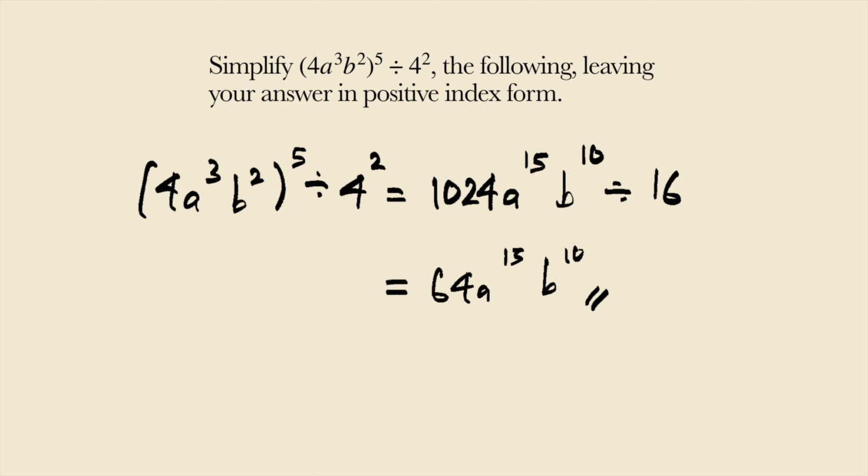According to the calculator, 4 to the power of 5 is 1024. A cubed to the power of 5 becomes 3 times 5, that's a to the power of 15. B squared raised to the power of 5, that's b to the power of 10. 4 squared is just 16. So from here, just focus on the coefficients. 1024 divided by 16 is 64. The rest stay the same.